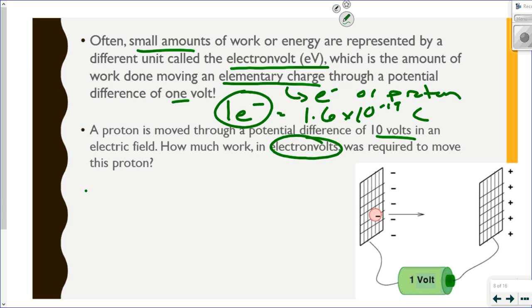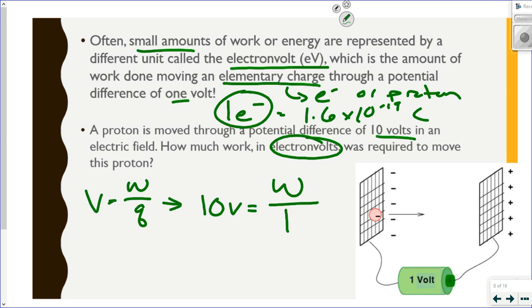So I'm going to set it up the same way. We've got V equals work over Q. Now I'm looking for work. I know the voltage is 10 volts, and I'm looking for work. My Q, since I have a single proton, is just 1 elementary charge, or 1e. It's positive since I'm a proton, could be negative if I was an electron.